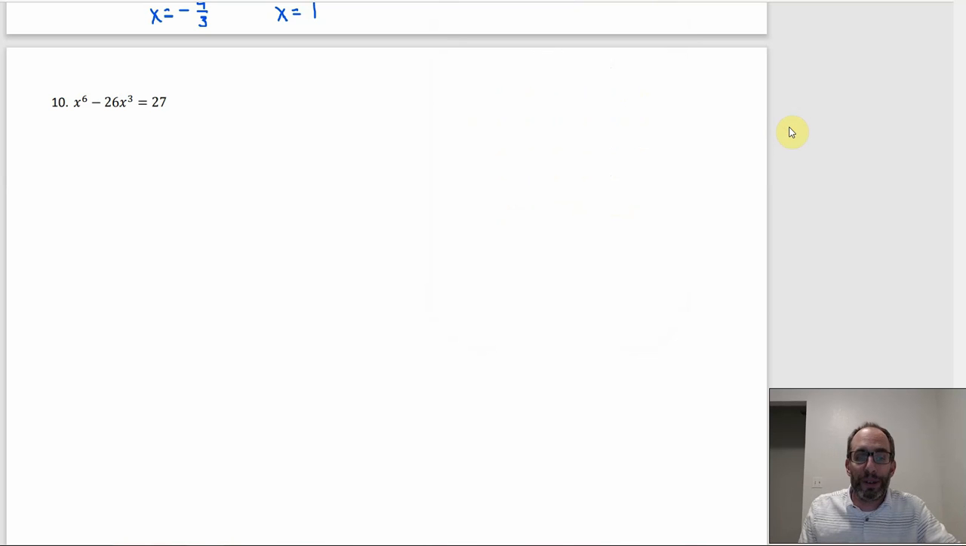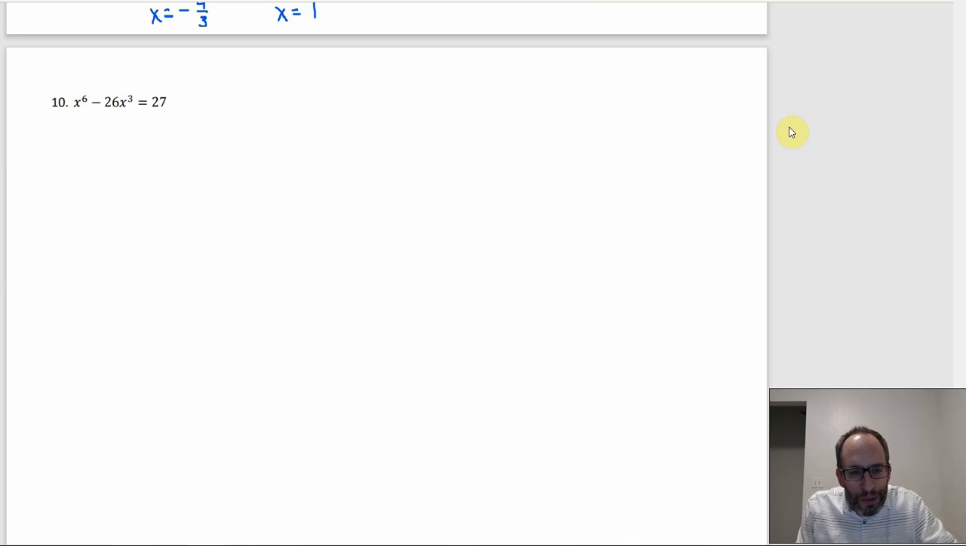I would get a 0 on one side first. And actually, just looking at this, there are going to be 6 answers, right? We've got an x to the 6th in it. Just like when we had an x to the 4th, there were 4 answers. One of them you can probably see immediately, which is -1. Because -1 to the 6th is 1, -1 to the 3rd is -1, so you end up with 1 plus 26, which is 27. So -1 is one of the answers, but the other 5 we're going to have to work for.